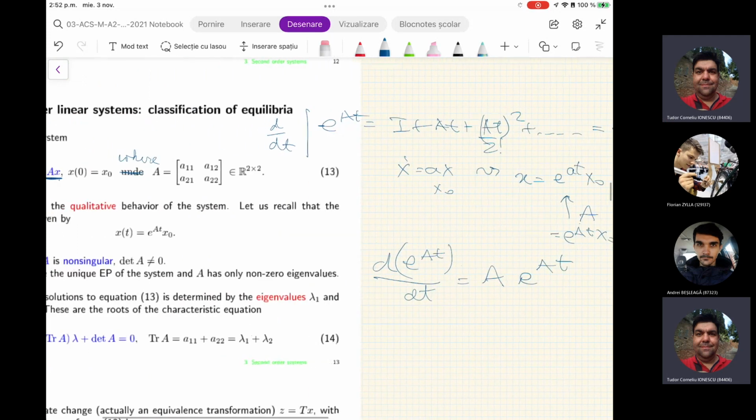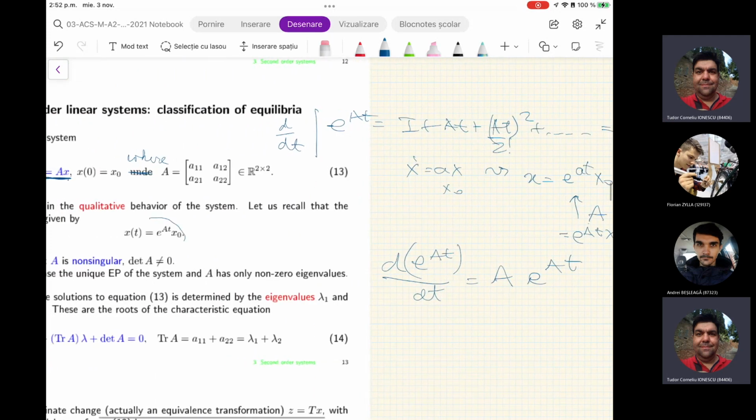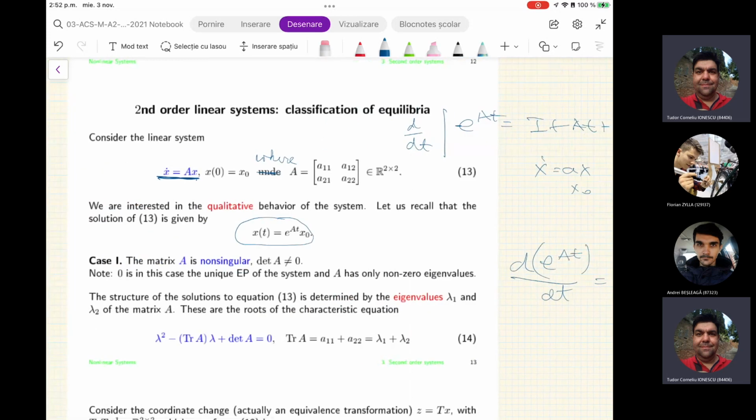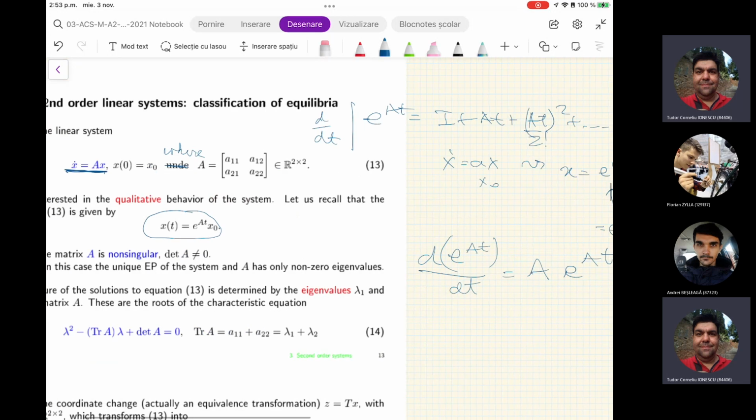If you can prove that, then you can prove that the solution of this differential equation is x(t) equals the exponential of at times the initial condition x naught. Right. And now the discussion is, how is x(t) behaving depending on how A looks like? Because this is determined.